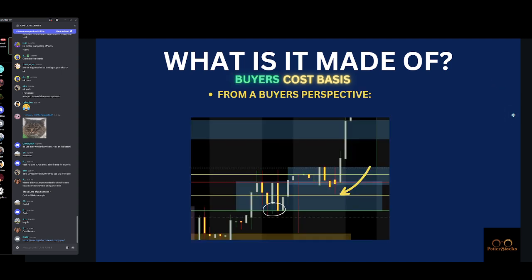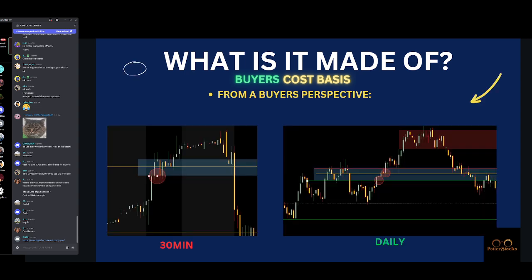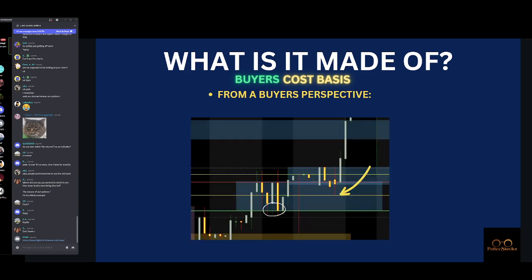Now that's from a seller's perspective, right? And it's worth doing, right? Because from a buyer's perspective, we have to look at it in the same way, but basically in reverse, right? From a buyer's perspective, a lot of the times, or even most of the times, we're reaching down into cost basis in order to find that volume to continue moving forward.